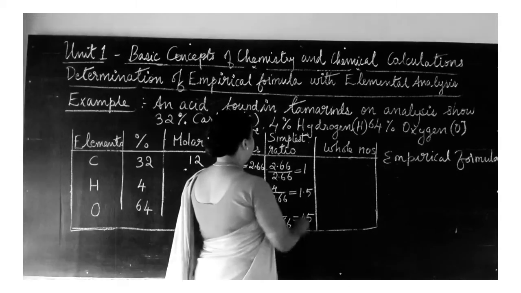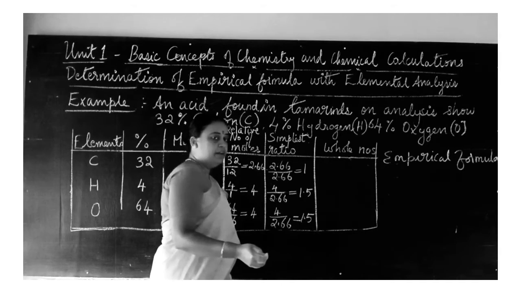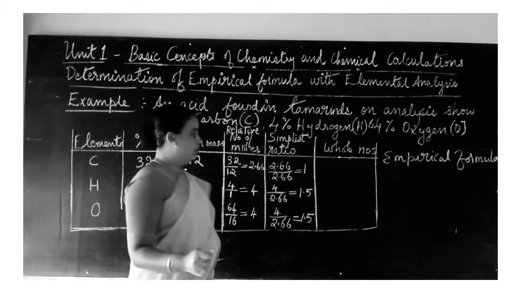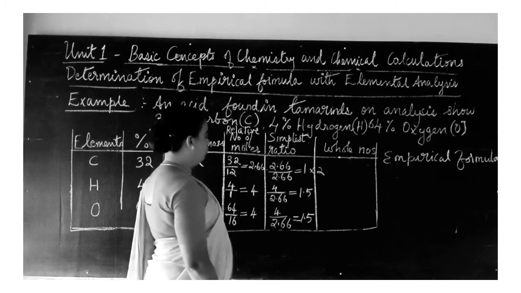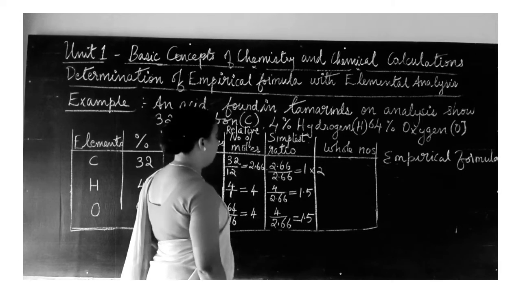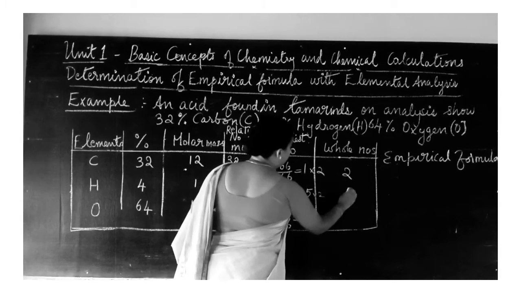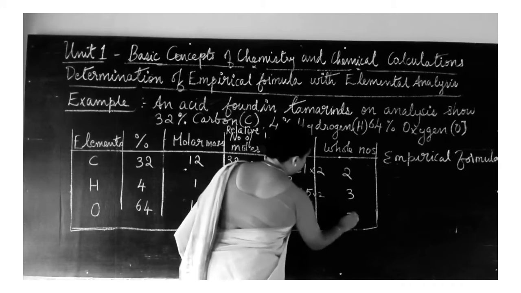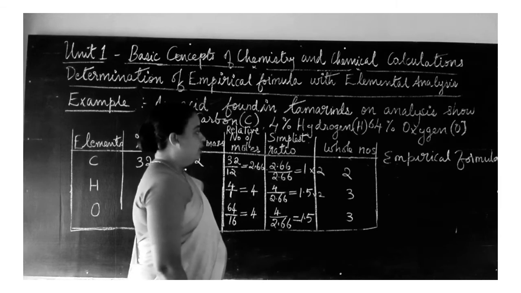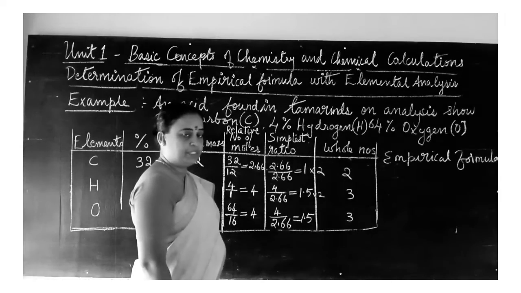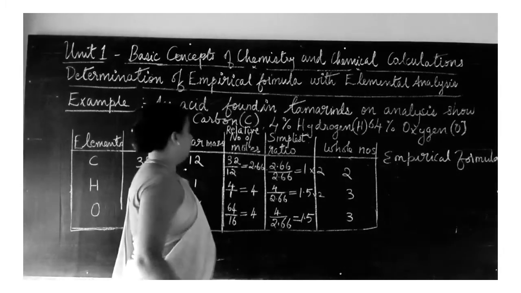Now because the simplest ratio is in the form of decimals, we have to convert it into whole numbers by multiplying by a common number. We multiply by 2 for carbon, hydrogen and oxygen. So 1 into 2 is 2. Here 1.5 into 2 is 3, and here 1.5 into 2 is also 3. These whole numbers are the numbers used as subscripts for the atomic symbols of the acid present in tamarind.